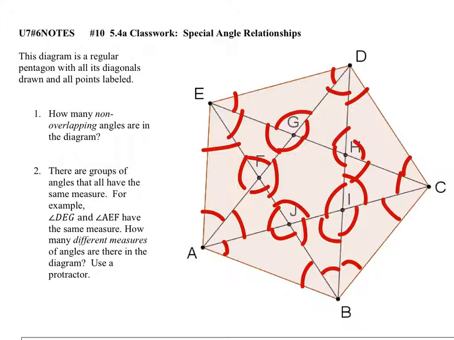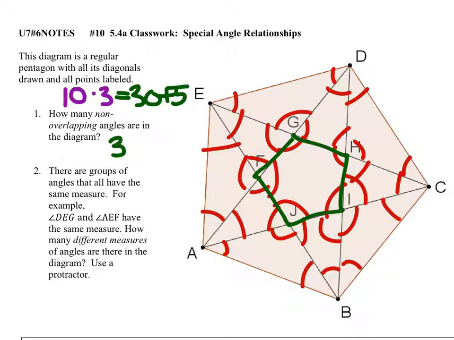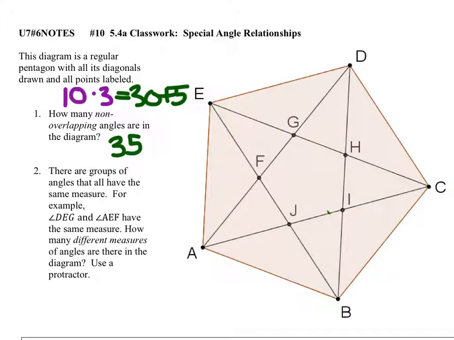Now here's the thing, though. There's 10 triangles, right? So we'll multiply that by 3. But then this inside shape right here is also a pentagon, so that one has 5, right? That would give us 30, but then plus the 5 from the pentagon gives us 35 non-overlapping angles. Because there's 10 of these triangles up in here, right? So 1, 2, 3, 4, 5, 6, 7, 8, 9, 10, with 3 angles each. And then we got the pentagon, so we added the 5 right here, and we got 35 non-overlapping angles.